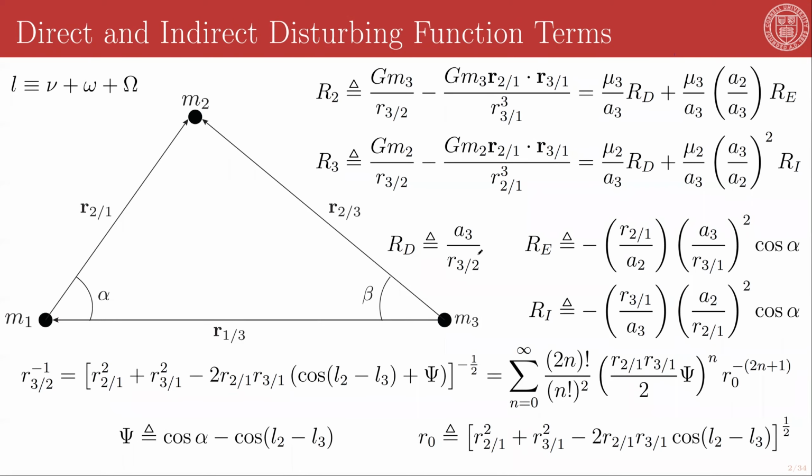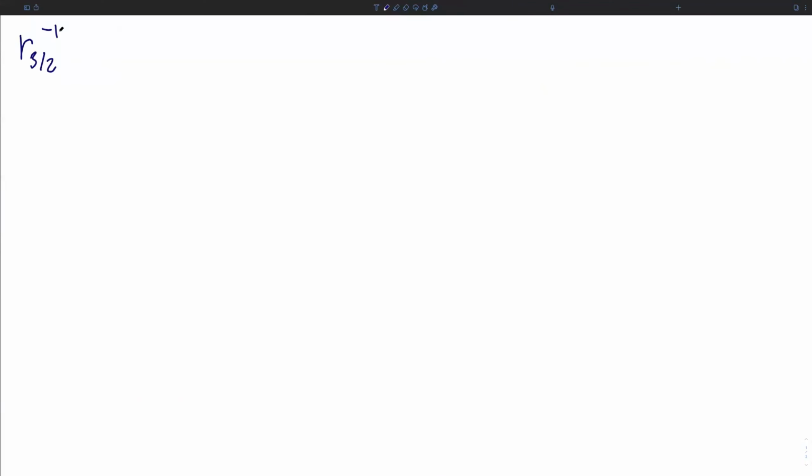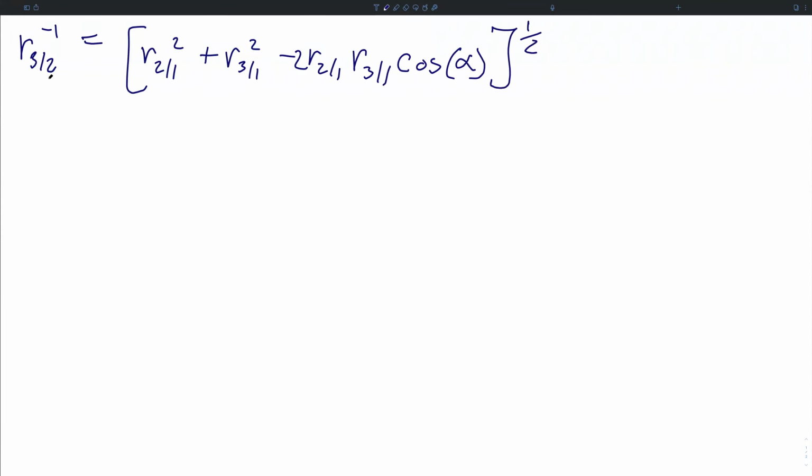What these substitutions have gotten us so far is that we have the same r_3rel2 term in both of the direct terms of each of these disturbing functions. We've seen this before. We know that from the law of cosines, we can write the reciprocal of the norm of r_3rel2 as one over the square root of r_2rel1 squared plus r_3rel1 squared minus twice r_2rel1 r_3rel1 times cosine alpha, where again, alpha is the angle between those two vectors, between r_2rel1 and r_3rel1.